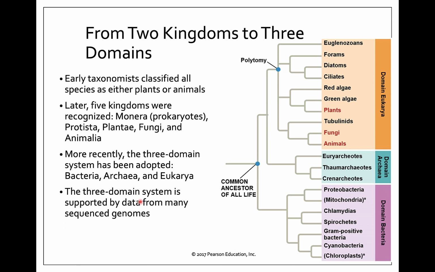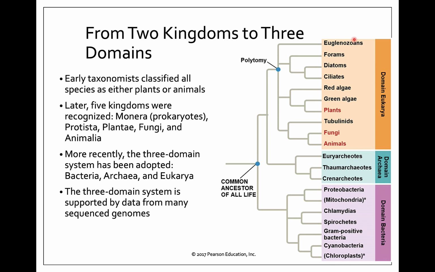Later in the 1960s, we started to classify things into what was called the Five Kingdom system. So this had a kingdom for prokaryotes called Monera. So Monera would have included all of these prokaryotes over here. And then the other four kingdoms that you're more familiar with, which would be animals, fungus, plants, and then protists.